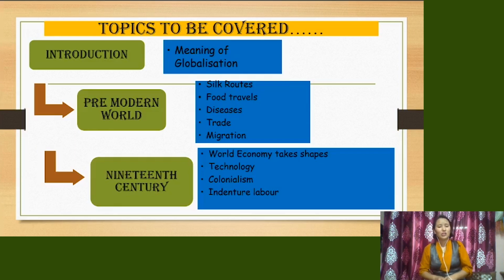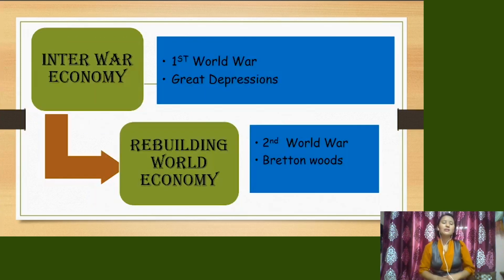And then in the third lecture, we will discuss the 19th century, where we will discuss how the world economy takes shape, technology, colonialism, indentured labor. In the fourth lecture, we will discuss the interwar economy, in which we will discuss the First World War and the Great Depression. And in the last lecture, we will discuss rebuilding the world economy, in which we will discuss the Second World War and the Bretton Woods system. So that is the overview of the chapter, The Making of Global World.